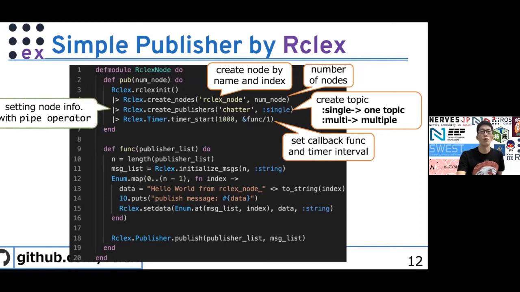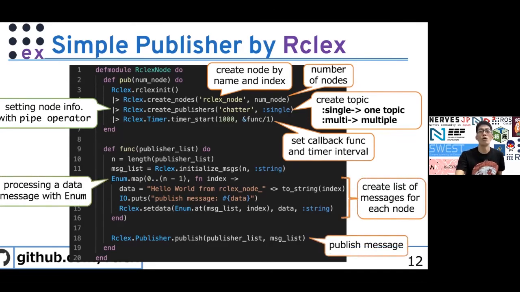Then you need to set a callback function and its operation interval with the Rclex timer module. Please note that you can describe the node creation procedure with the pipe operator. In the callback function, you can create the list of messages for each node efficiently by using the Elixir Enum library. Finally, you can publish messages from lightweight Rclex nodes. We are happy if you feel this code is somewhat functional.